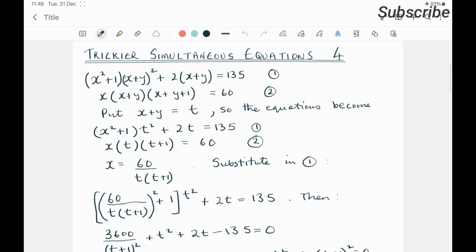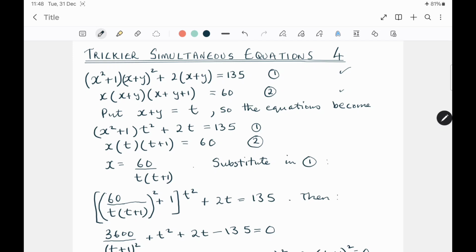Right, we come to the fourth in my little list of trickier simultaneous equations. The equation this time is x squared plus 1 times (x plus y) all squared plus 2x plus y is 135. That's the first equation. And the second is x times (x plus y) times (x plus y plus 1) equals 60. It's equation number 2.